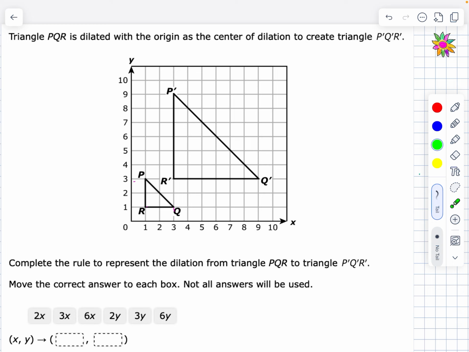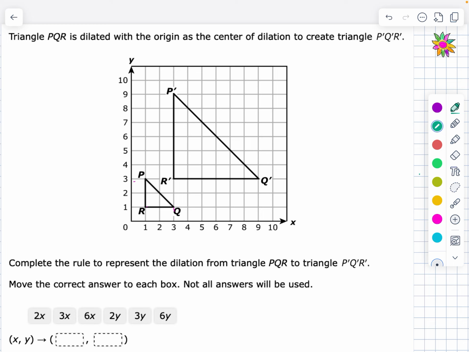The other thing I want you to see in the answers, it's got 2x, 3x, and 6x, and then 2y, 3y, and 6y. So there's only a possibility of 3 choices for this box and 3 for this box. And this particular question is worth 2 points because you got 2 boxes. So you could get 1 correct and 1 incorrect and still get a point. I'm pretty sure. I'm guessing on that, but I'm pretty sure.